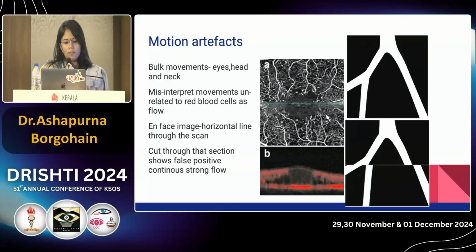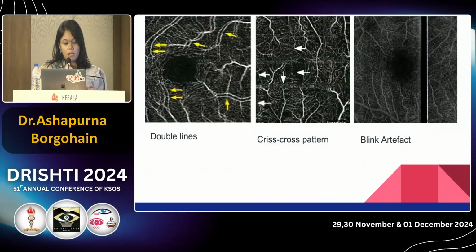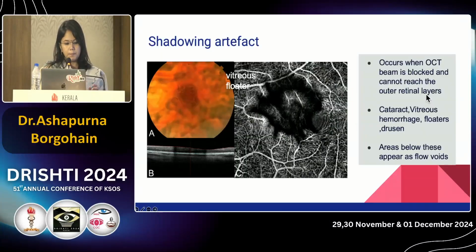Another artifact is the motion artifact, which can be due to bulk movements of the eyes, head and neck. It is seen as a section in the en-face image, and the corresponding flow signals will be very dense. Different types of motion artifacts are double lines, crisscross patterns, or blink artifact, where a complete area in the en-face image will be missing.